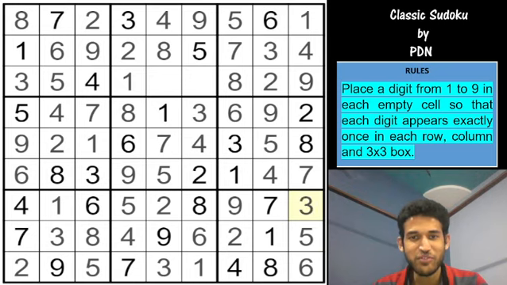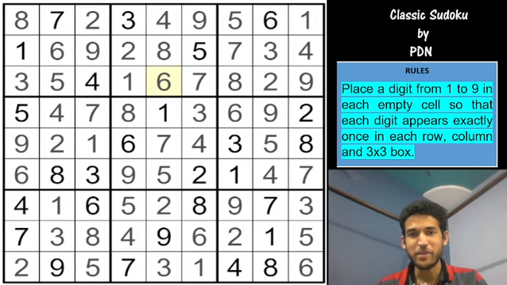Nothing like finishing off the Sudoku in a jiffy after finding the tougher deduction, guys. So 1, 2, 5, 8, 3, 4, 9. We need 6 and 7. So 7, 6. And with that, we have completed this excellent Sudoku created by PDN.